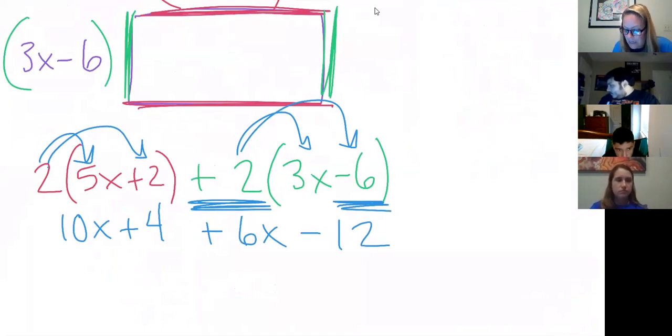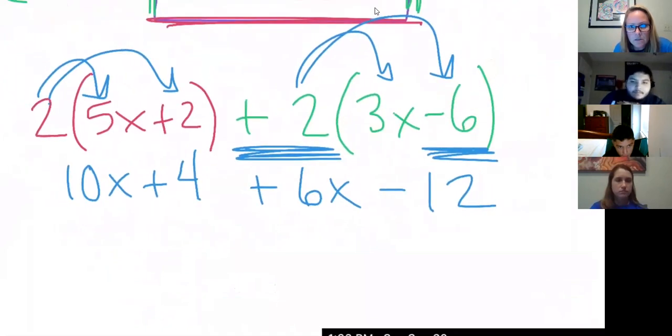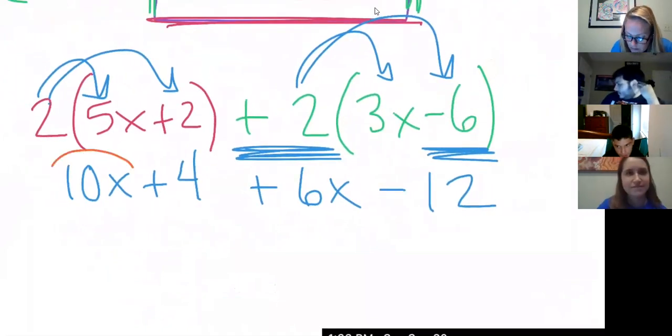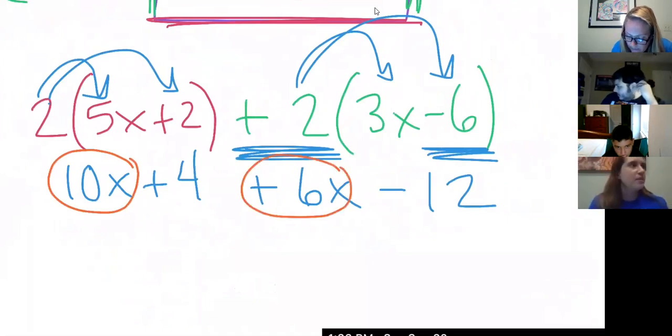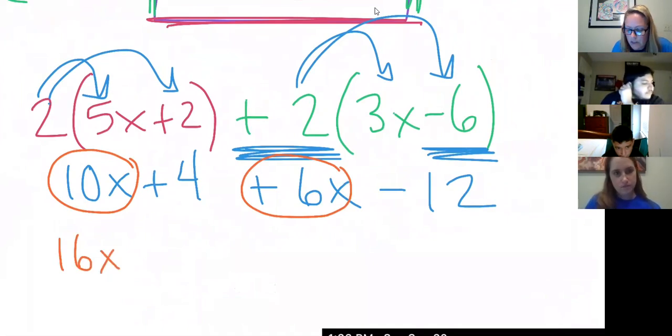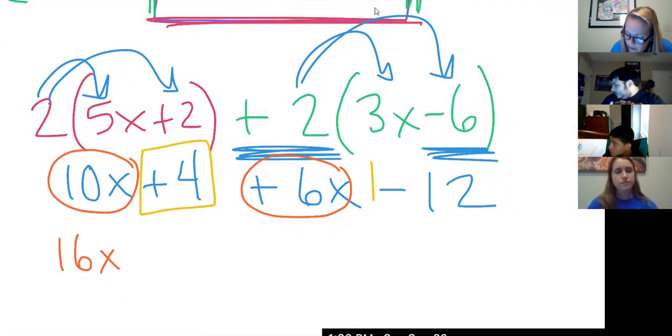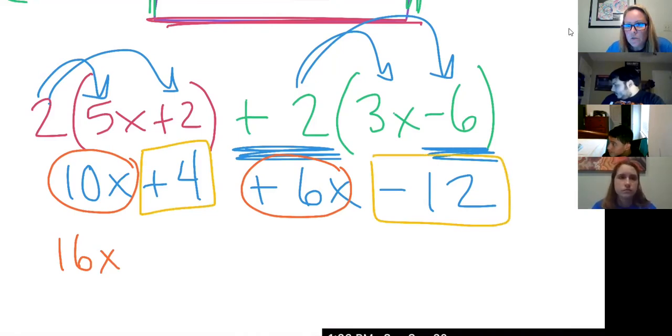So Renee, what's a like term in that blue line? 10x plus 6x. Good, fantastic. So that's going to give us 16x. Right. Okay, when we combine them, we get 16x. That's exactly right. Then we're going to do the plus 4 and the minus 12. So if we have a plus 4 and we have a minus 12, it's going to give us how much? And if you don't know, you can go type it in on Desmos. 4 minus 12 should be a negative 8.